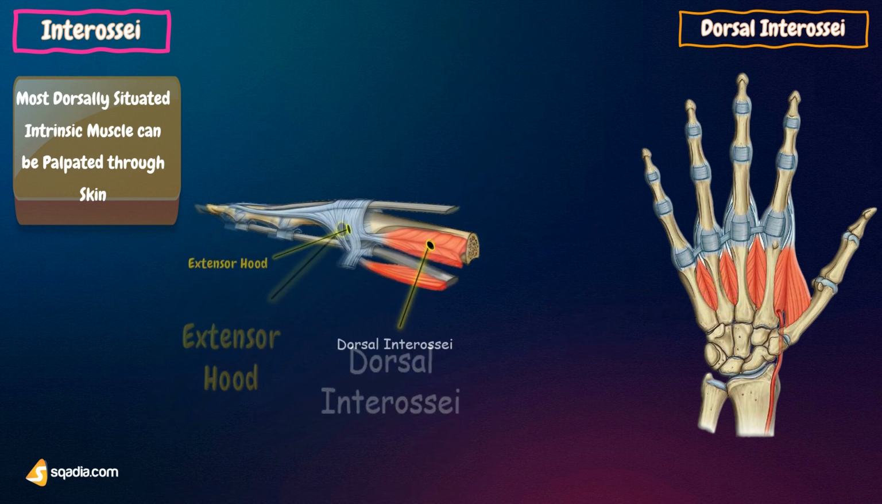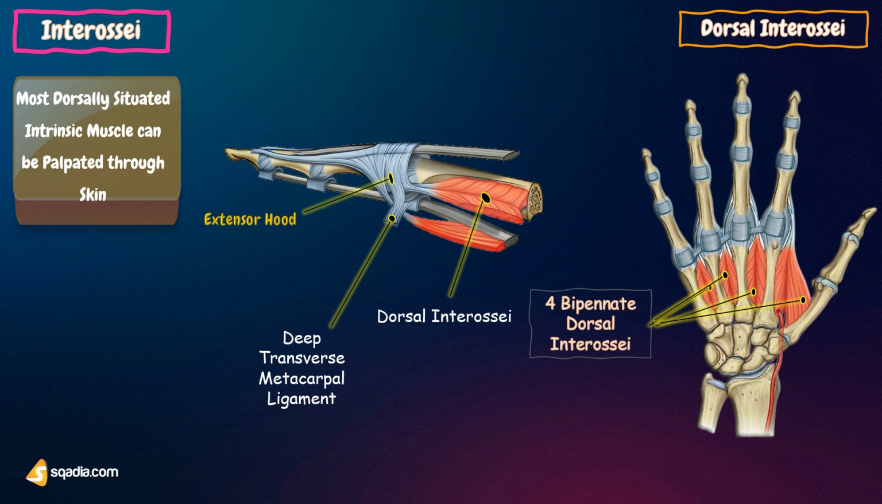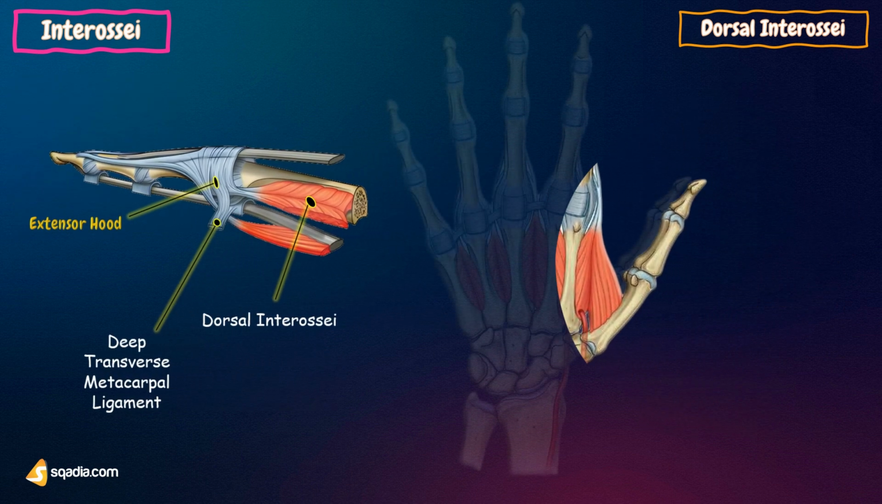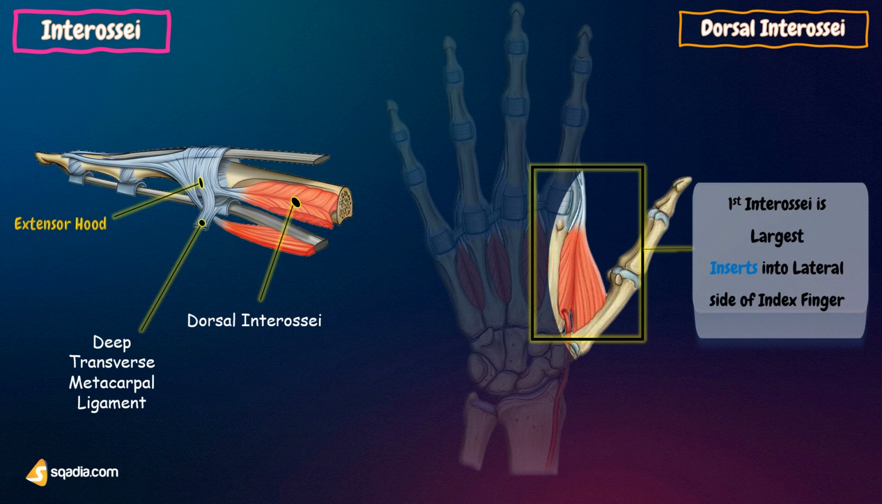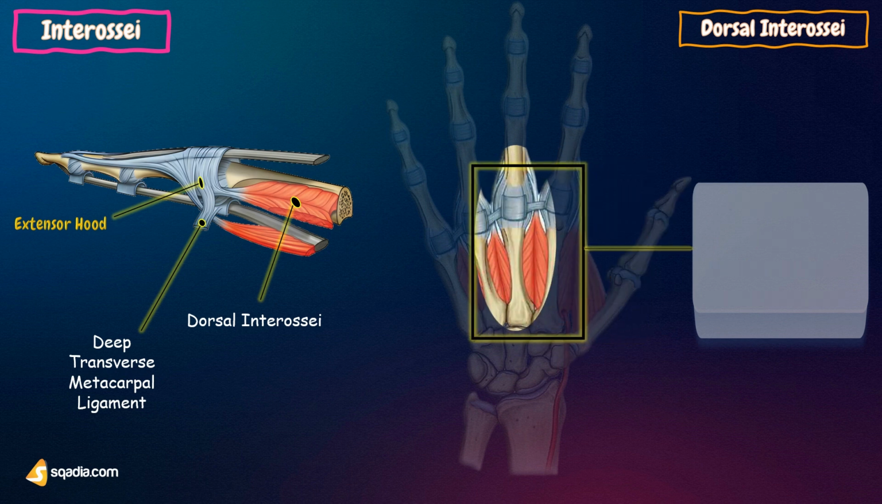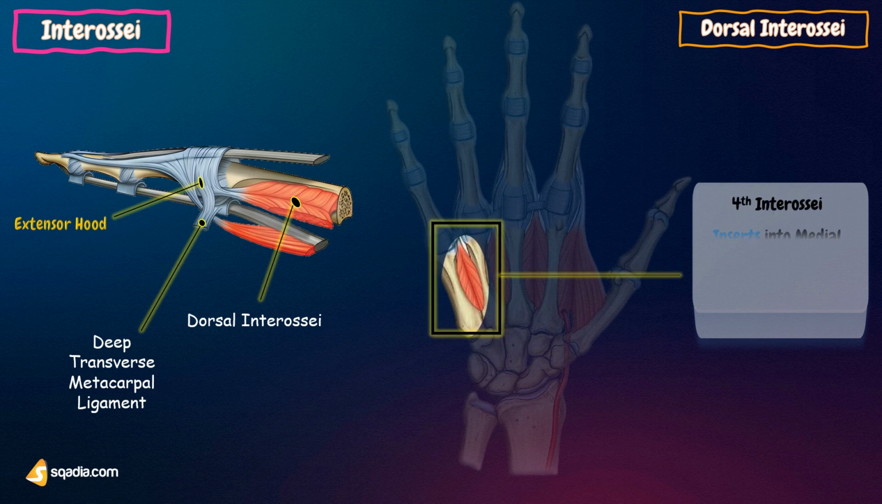The tendons of the dorsal interossae pass dorsal to the deep transverse metacarpal ligaments. The first dorsal interosseous muscle is the largest and inserts into the lateral side of the index finger. The second and third dorsal interossae insert into the lateral and medial sides, respectively, of the middle finger. The fourth dorsal interosseous muscle inserts into the medial side of the ring finger.